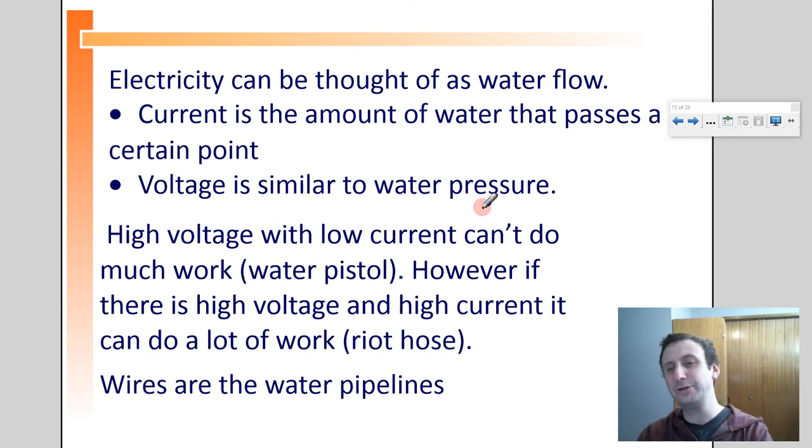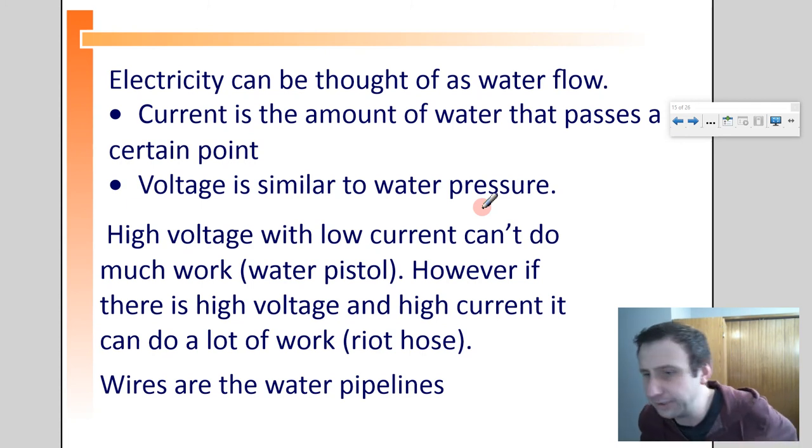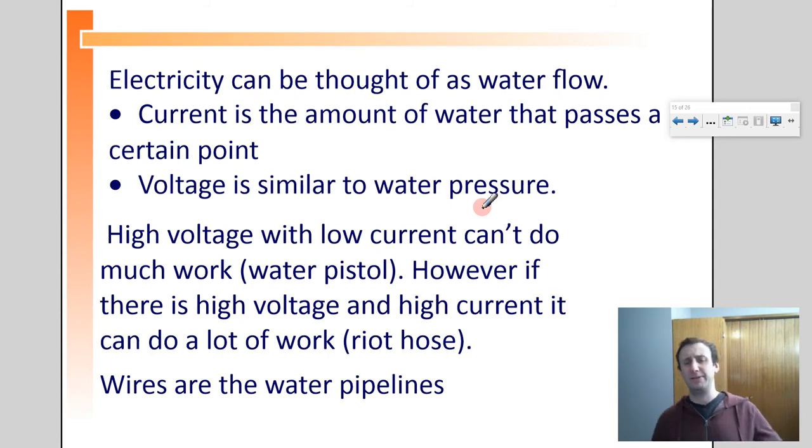The best way to think about electricity is to think about it as water flow. And that will help make sense of this whole current and voltage thing. So if I were to think about different hoses and water guns, think about it that way. Current is the amount of water that's going out of the water gun. So you got one of those dollar store water guns. It barely lets out water, so it's very low current. And then voltage is like the amount of pressure that that water has.